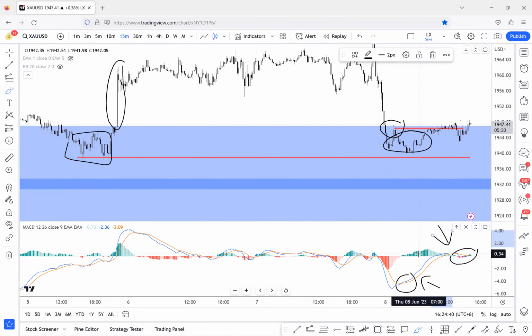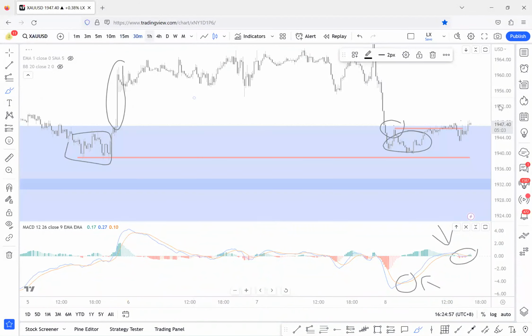So MACD by itself is an indicator, but as you can see, using MACD, or deciding what we want to focus on, whether the bullish crossovers or the bearish crossovers, would be dependent on the market structure that we're seeing here.